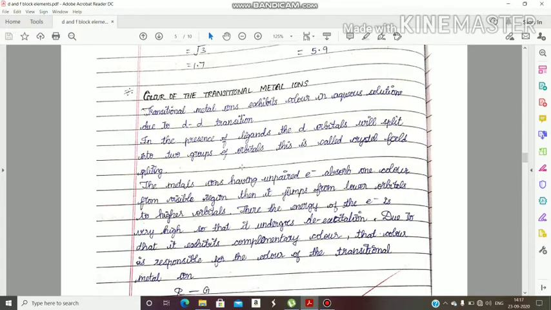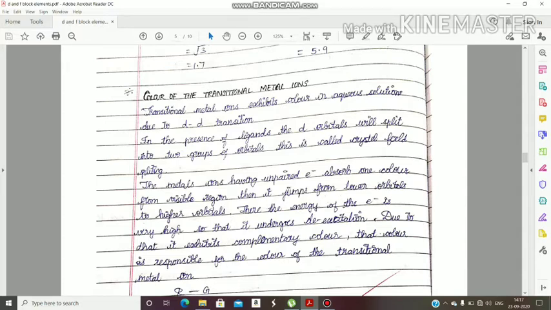I will discuss it later. In the presence of ligands, the d orbitals will split into two groups of orbitals. This is called crystal field splitting. The metal ions having unpaired electrons absorb one color from the visible region. Then the electron jumps from lower orbitals to higher orbitals.